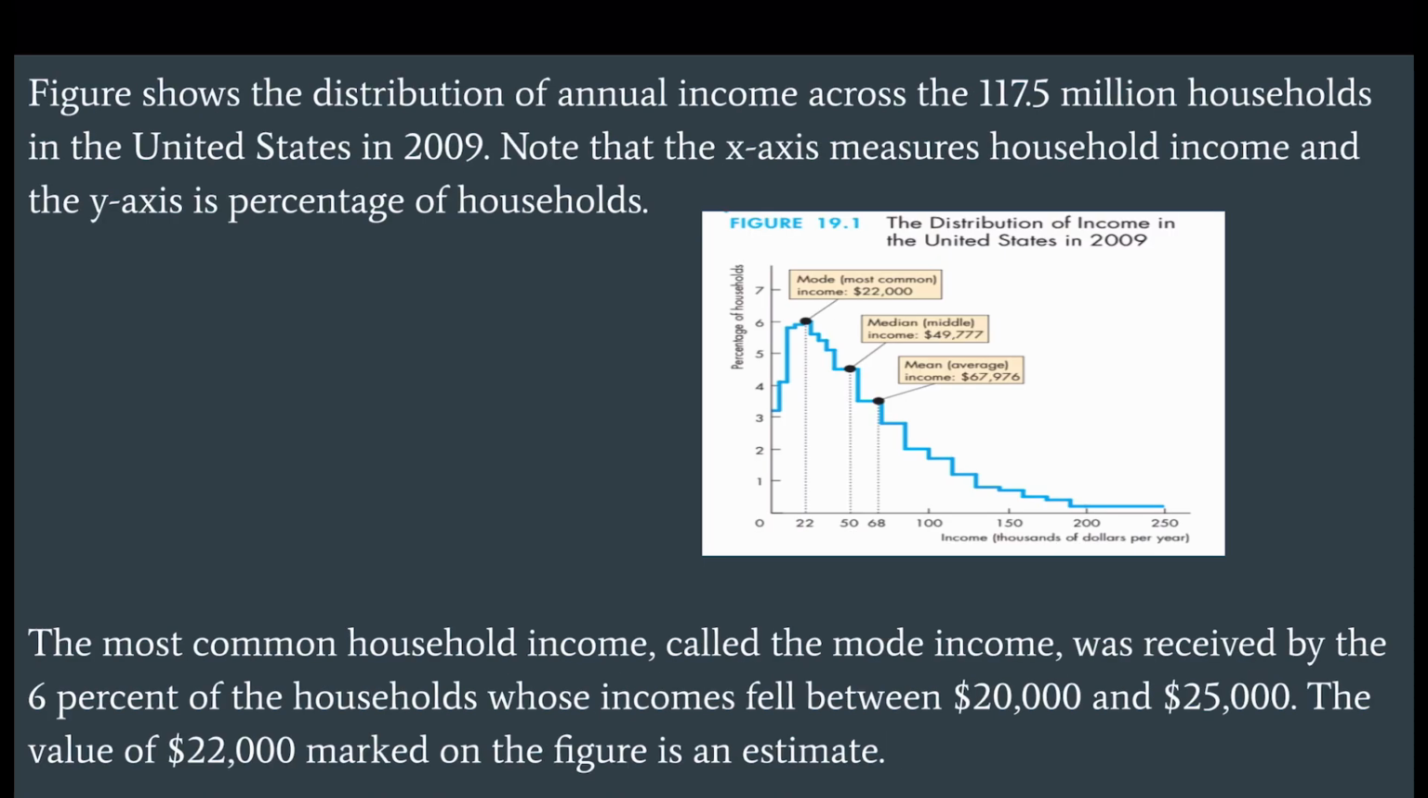The figure shows a distribution of annual income across the 117.5 million households in the United States in 2009. Note that the x-axis measures the household income and the y-axis is the percentage of households. The most common household income, called the mode income, was received by the 6% of the households whose income fell between $20,000 and $25,000. The value of $22,000 marked on the figure is an estimate.